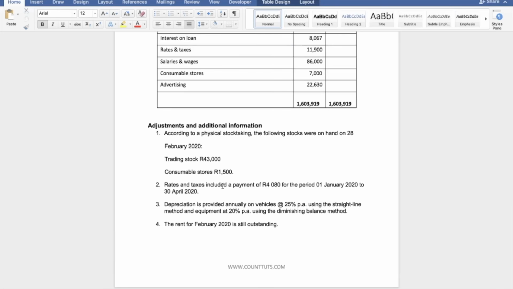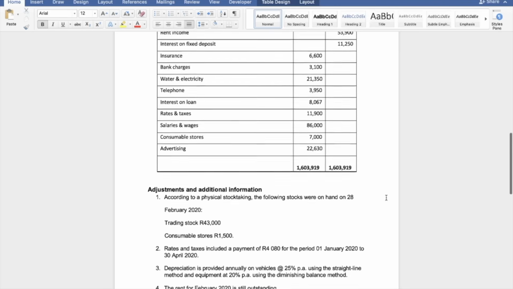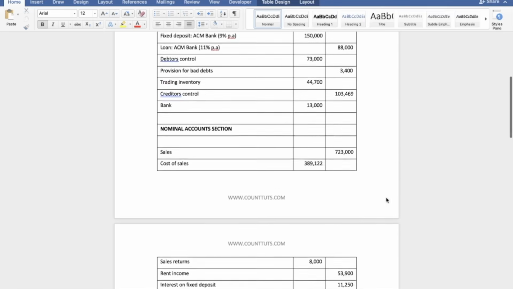It means that the staff went to the warehouse and counted how much inventory they actually have. So they physically counted the inventory, and they saw that the inventory that we currently have in stock is worth 43,000 Rand. So what we need to do is to compare that to what we already have in our books, so what the company recorded in its books.